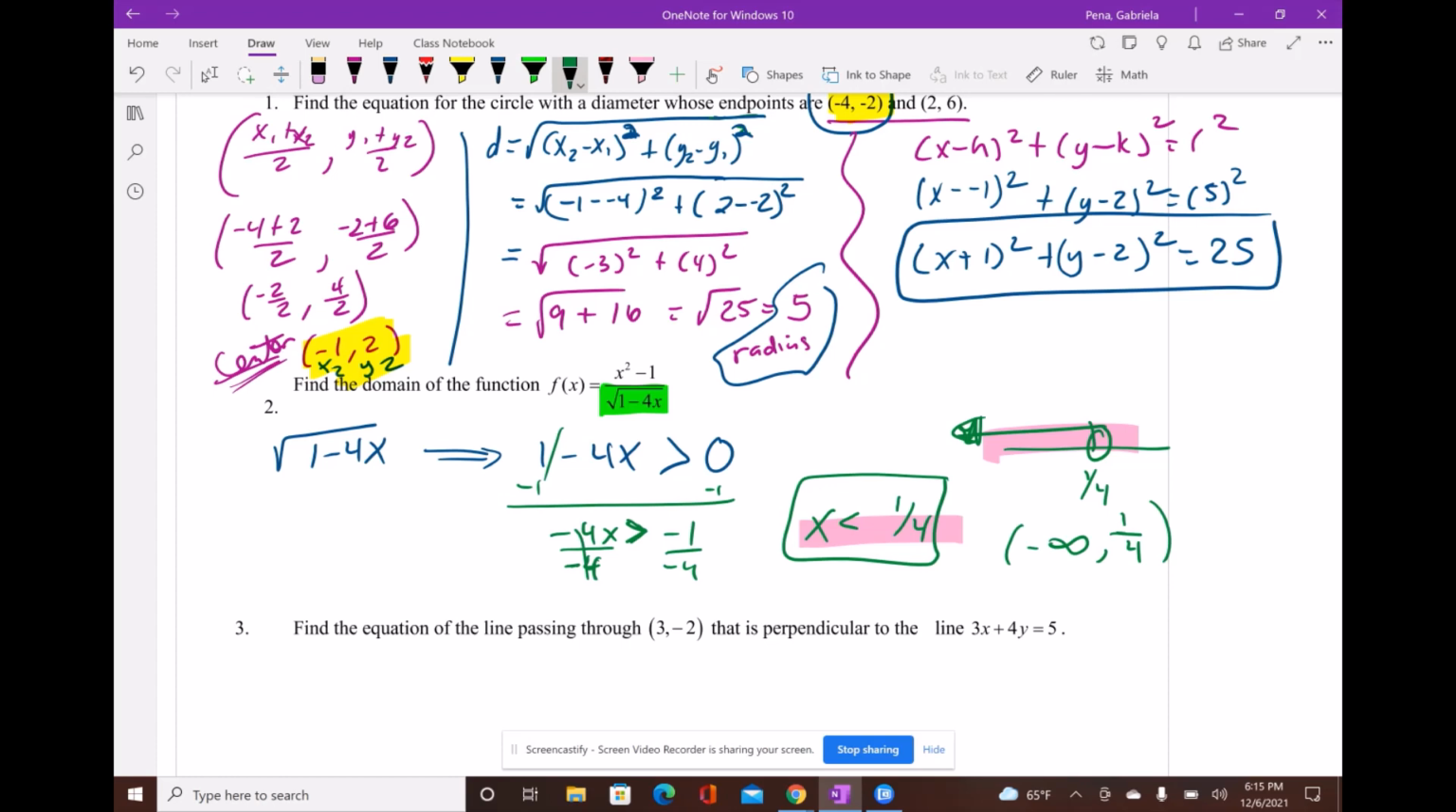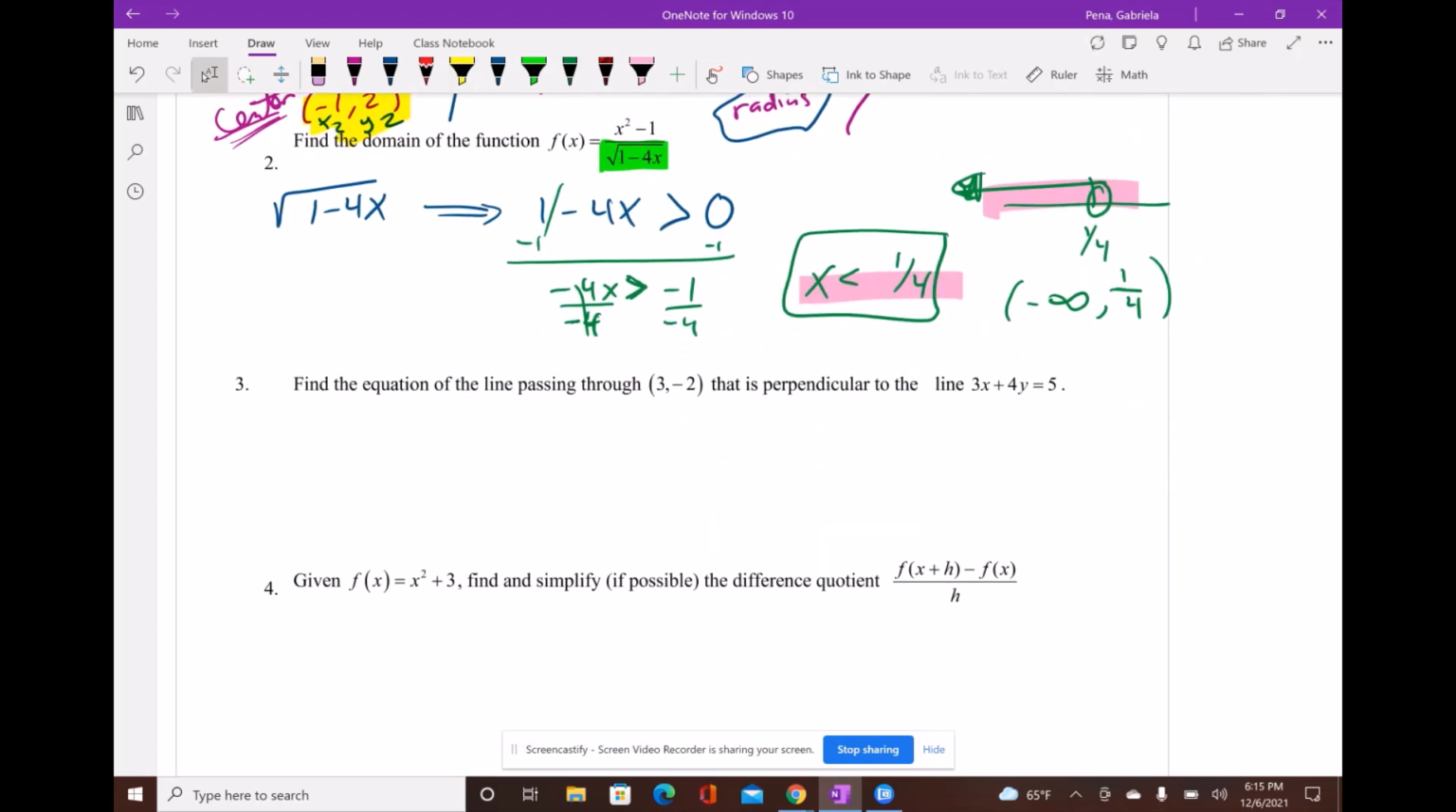Number 3, you want to find the equation of a line that passes through (3, -2) and is perpendicular to the line. They give you this line. What do they want you to get from this line? The slope is correct. So I have to solve for y in order to figure out what the slope is.